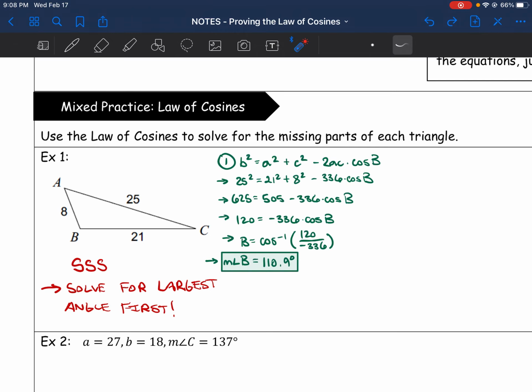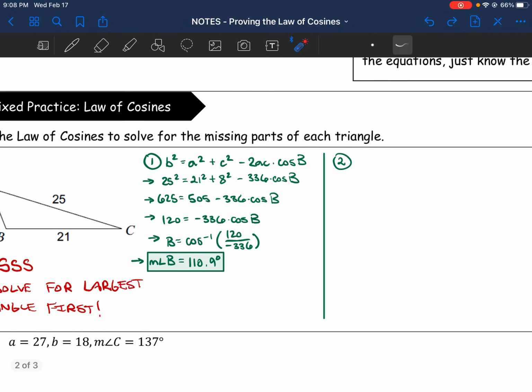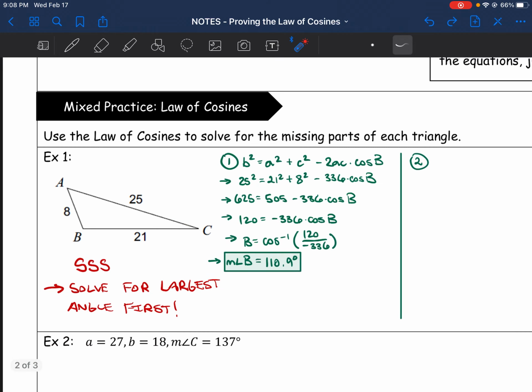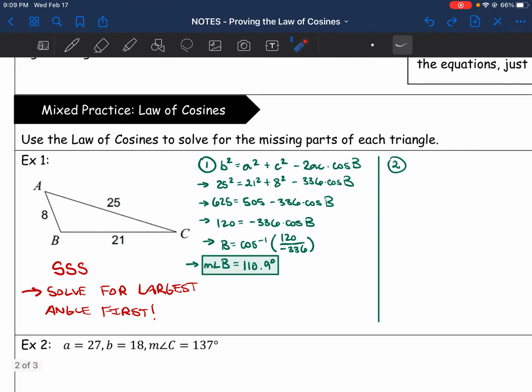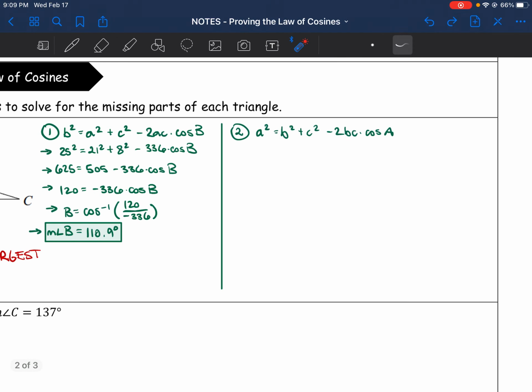So now that I've solved for the largest angle first, it doesn't really matter which of the other two angles we solve for. I went ahead and solved for the next largest angle. Looking at the next largest side, it's side A, so I solved for angle A next. Since we want to solve for angle A, we're going to use the equation that has capital A. So we end up using that first law of cosines equation: A squared equals B squared plus C squared minus 2BC times the cosine of A.